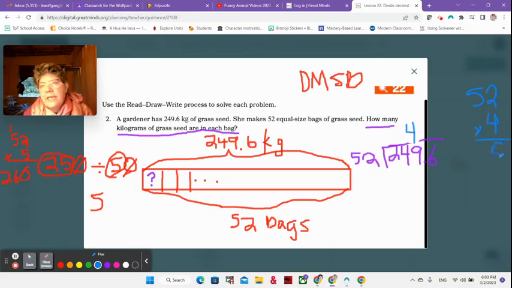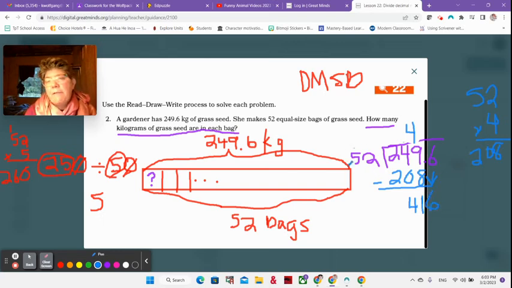4 times 2 is 8, and 5 times 4 is 20. 208. Now that will work, right? 208. So we divided, we multiplied, and now we're going to subtract. 9 minus 8 is 1. 4 minus 0 is 4, right? So now we have 41, and we're going to bring down our 6. So now we have 416.